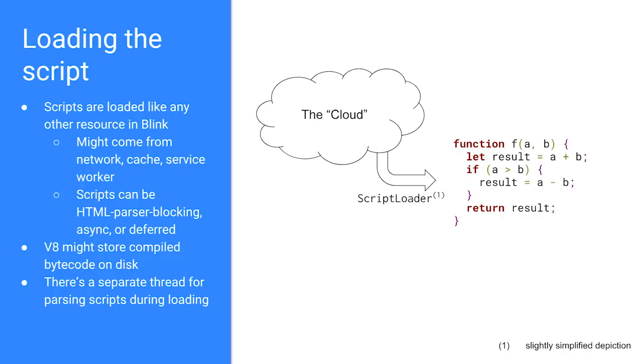So for warm loads, we can bypass the parsing and just load the bytecode. And V8 also has a streaming parser. So we can parse the script as it's being downloaded. So we hide the parsing cost in the network layer.